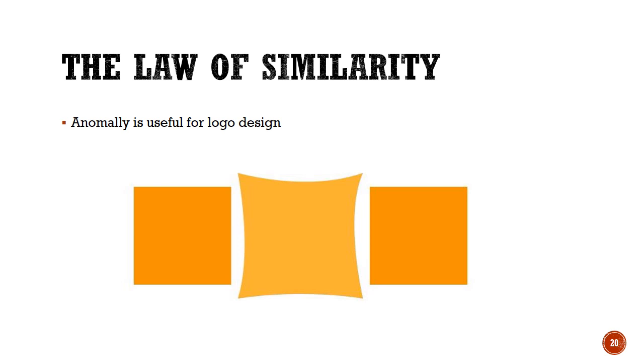And the opposite of similarity is anomaly. When similarity occurs, an object can be emphasized if it is dissimilar to the others. As you see in the logo on the screen, the highlight is given to the middle distorted square, and this draws attention from the readers, and this is an important idea behind the logo design.